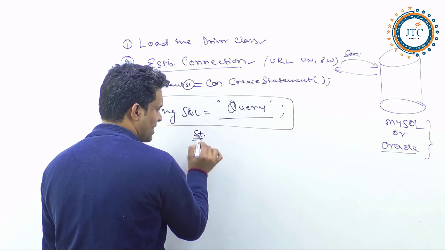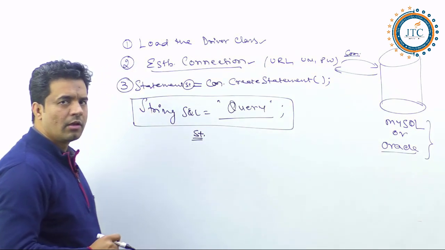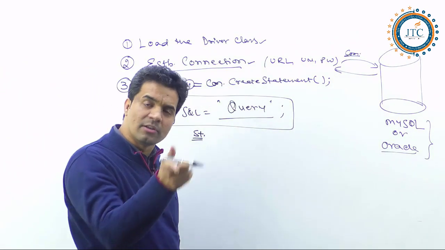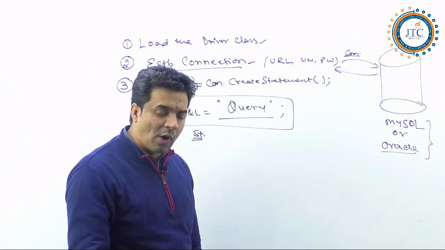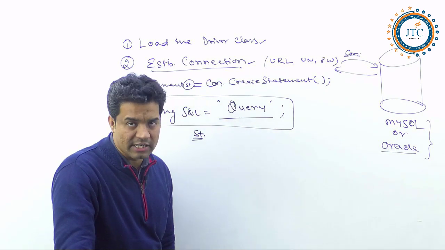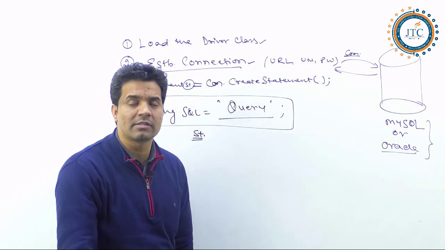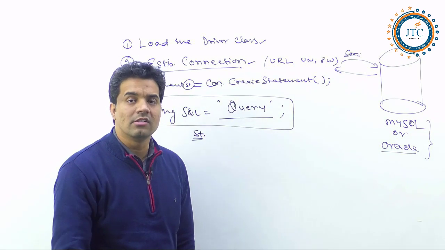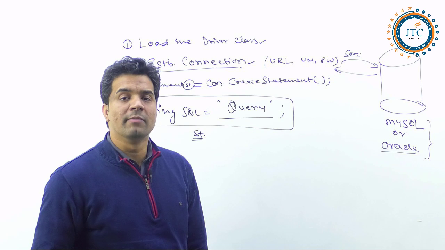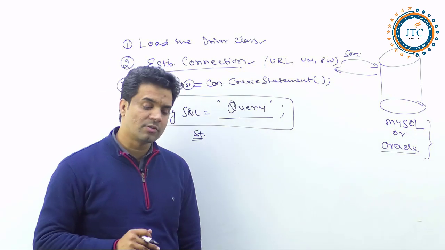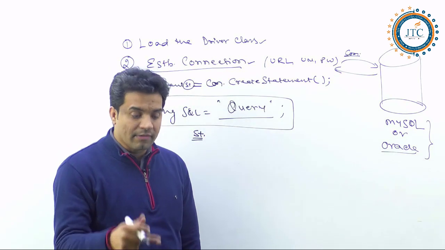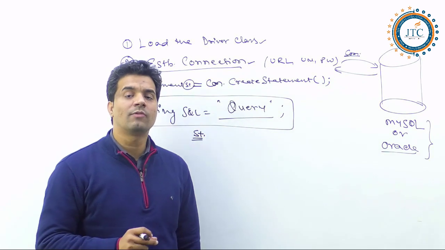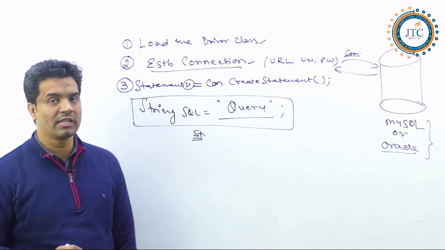Why am I saying it is a statement type of object? In the last videos I explained that Statement, PreparedStatement and CallableStatement are all interfaces, and since they are interfaces, we won't be able to create objects of these classes directly. I am repeating it again and again: we will be creating a statement type of object.